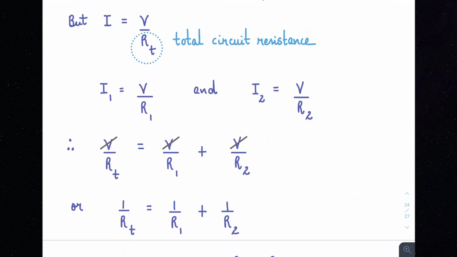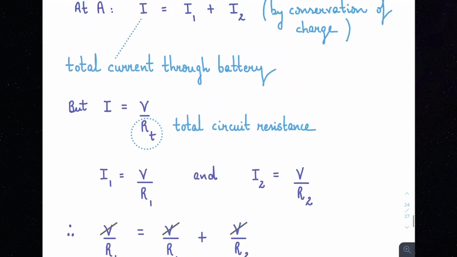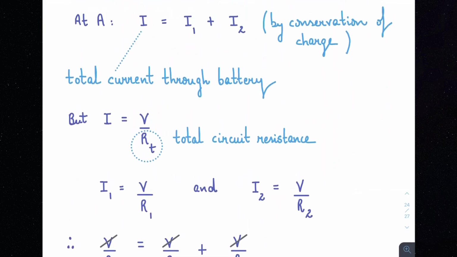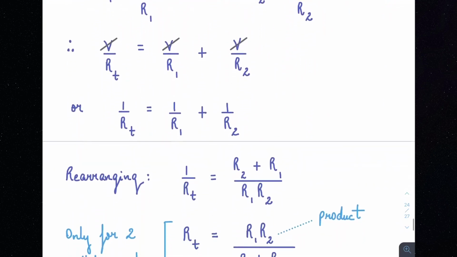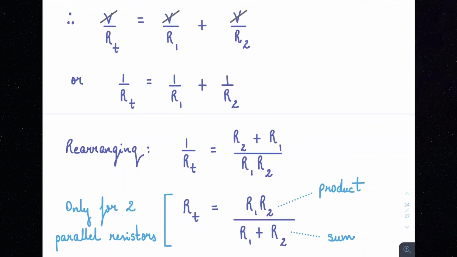So, substituting each of these results in here, instead of I we can write V on RT. Instead of I1, V on R1, and instead of I2, V on R2. So I get this: V on RT is equal to V on R1 plus V on R2. V is common in each term, so this cancels, and we are left with 1 on RT is equal to 1 on R1 plus 1 on R2.